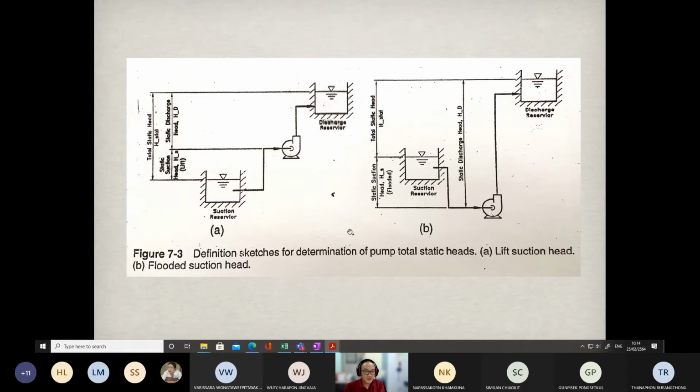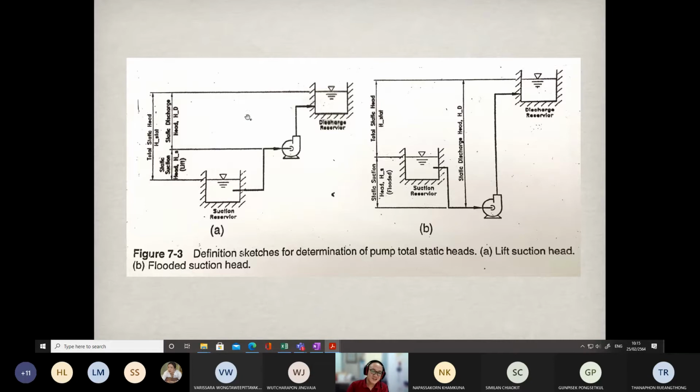Of these two types of installations, if I'm asked which one is better, the one which provides the better suction performance is the installation shown in figure B. B is better in terms of suction performance. But anyway, there are some terms which we can learn from these two figures.